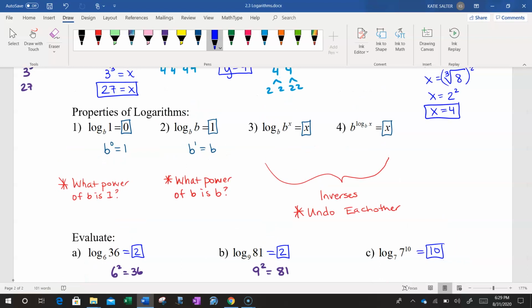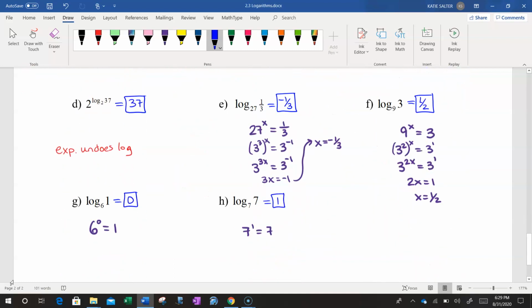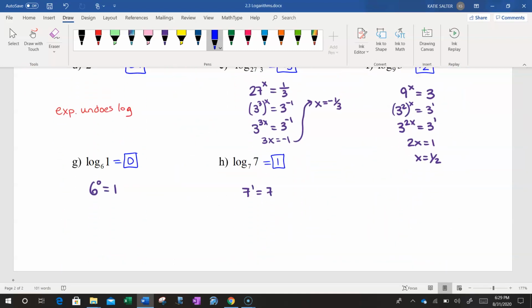The last two are those first two properties that we talked about above. Anytime you have log base b of 1, the answer is always 0. Anytime you have log base b of b, the answer is always 1. You can also work it out. 6 to what power gives us 1? 6 to the 0 power gives us 1, so the answer is 0. 7 to what power equals 7? 7 to the first power equals 7.